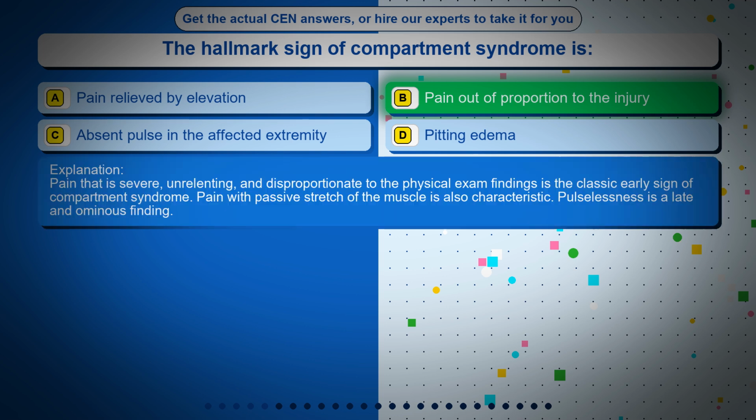Pain that is severe, unrelenting, and disproportionate to the physical exam findings is the classic early sign of compartment syndrome. Pain with passive stretch of the muscle is also characteristic. Pulselessness is a late and ominous finding.